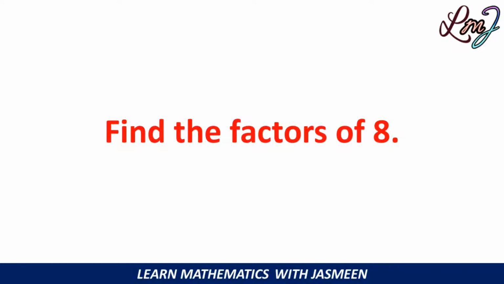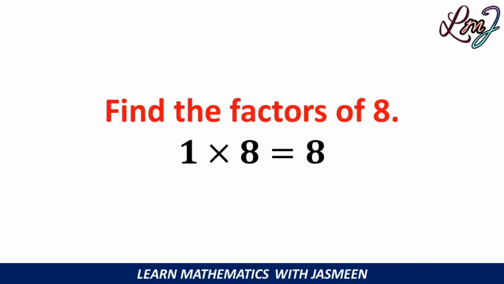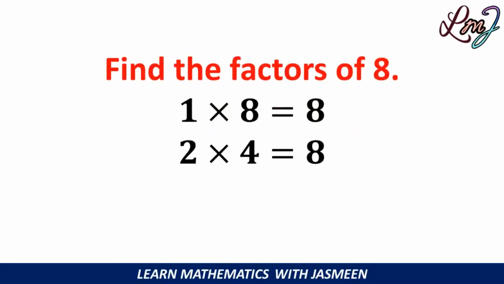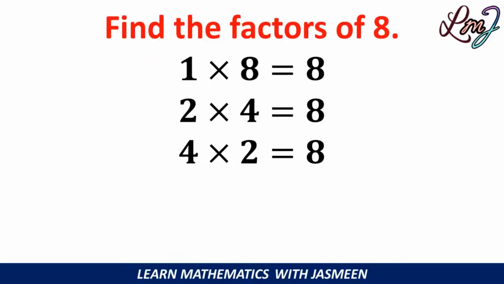8 can be written as 1 multiplied by 8 is equal to 8. 2 multiplied by 4 is equal to 8. 4 multiplied by 2 is equal to 8. 8 multiplied by 1 is equal to 8. So we get 4 pairs of numbers that gives 8 as their product.